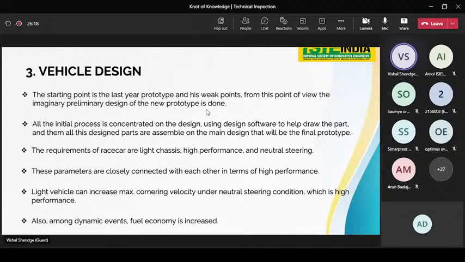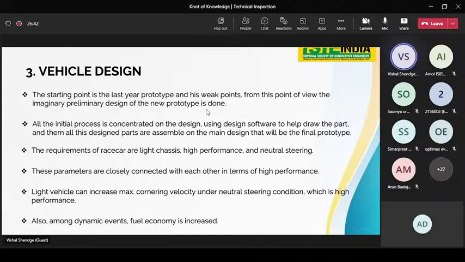The requirements of a race car are a light chassis, high performance, and neutral steering. These parameters are closely connected with each other in terms of high performance. A light vehicle can increase maximum cornering velocity under neutral steering condition, which is high performance. Also, among dynamic events, fuel economy is also increased.